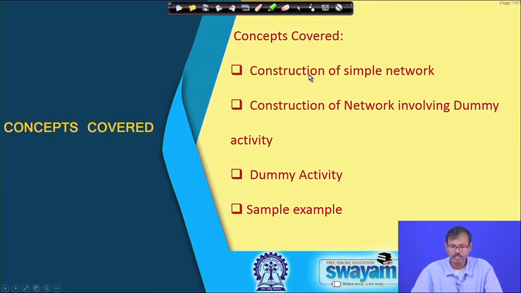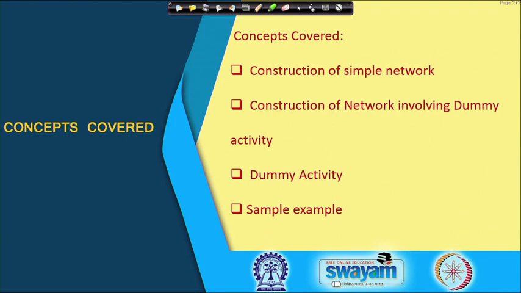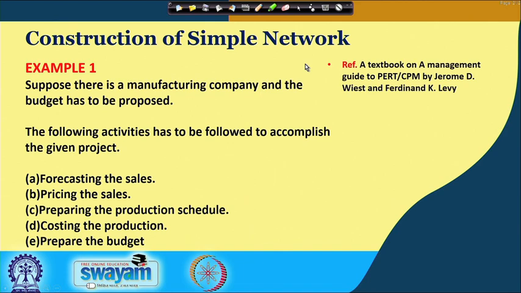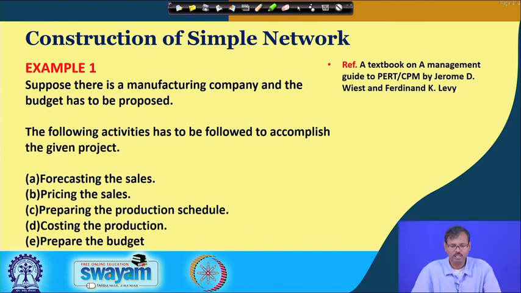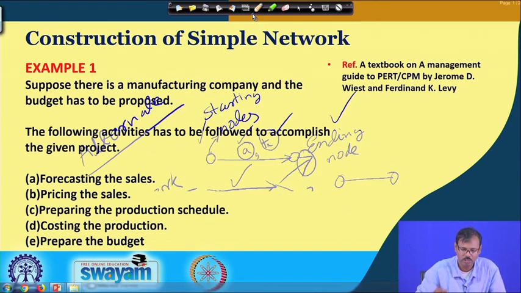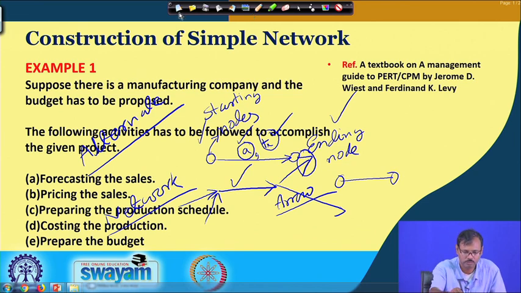In this lecture the concepts covered are the construction of a simple network and the construction of a network involving dummy activities. We will learn what dummy activities are, and sample examples will be covered in this lecture. So, let us start the construction of a network with a very simple example. This example is taken from the book of West and Levy; you can follow that book for this example also.